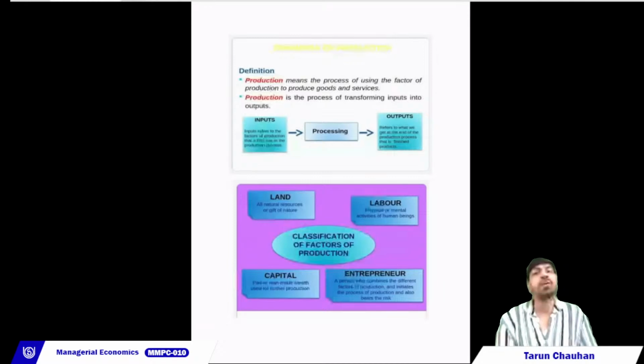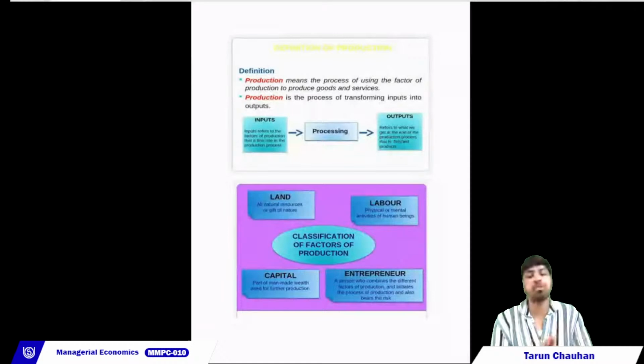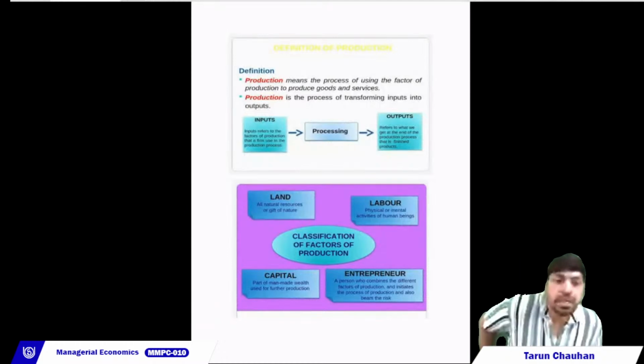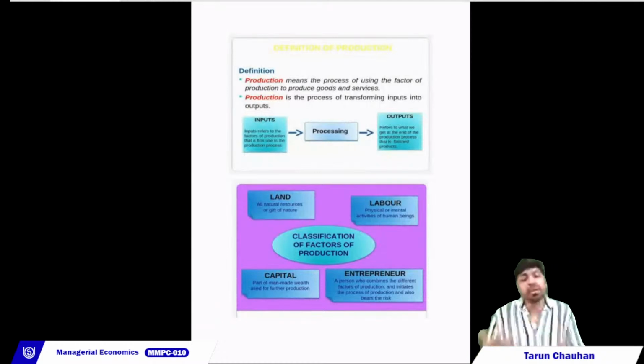Production is a process of using the combination of various factor inputs in order to produce goods and services in a market. That's called production. In other words, production is also a process of transforming inputs into outputs. What are inputs?